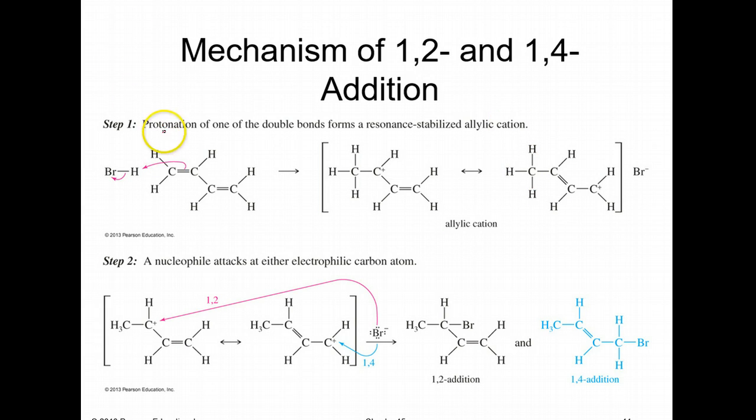So the first thing is your pi bond grabs the hydrogen, kicks out the bromine, gives you a plus charge. Again, last semester stuff. Now what can happen is, notice I have a resonance structure.